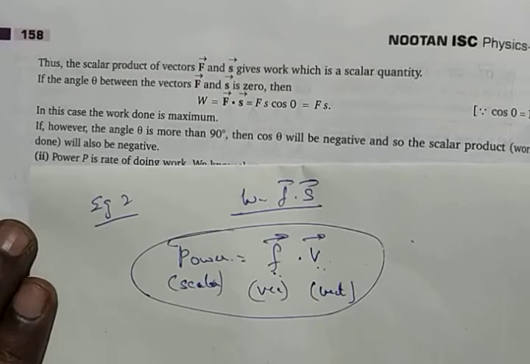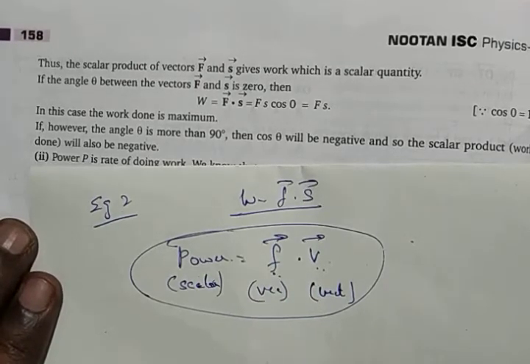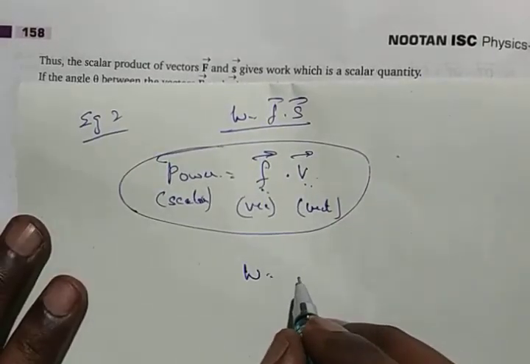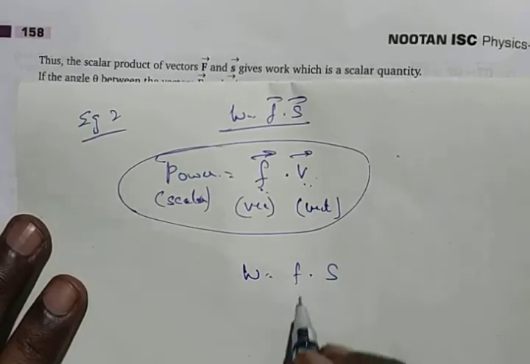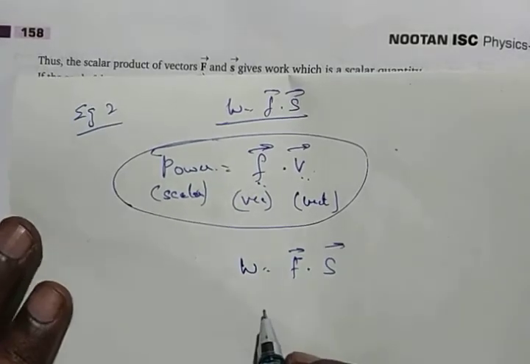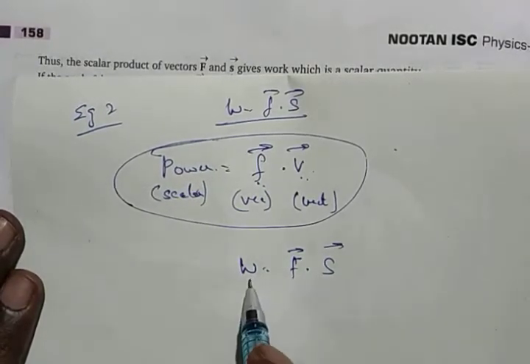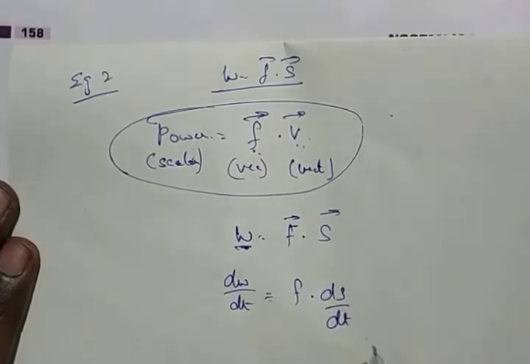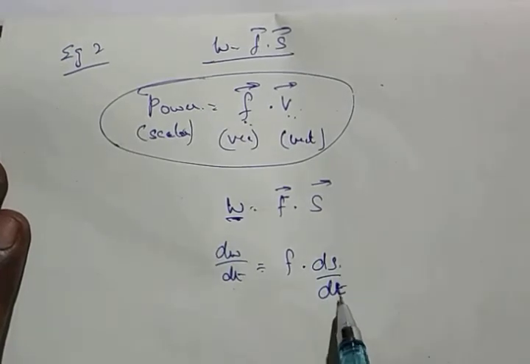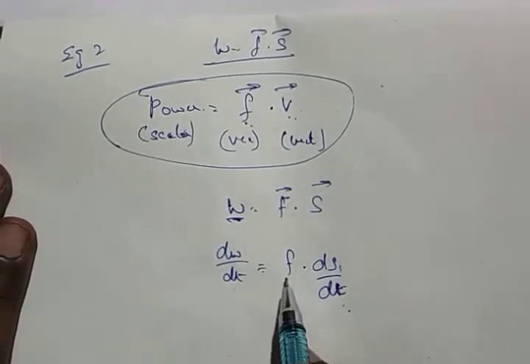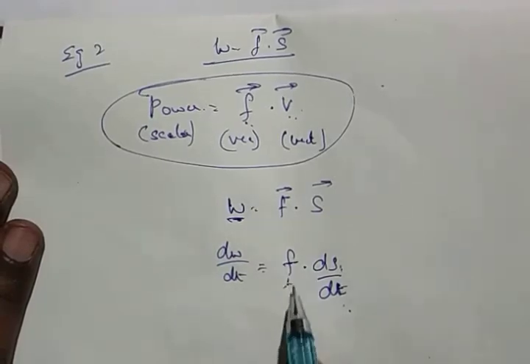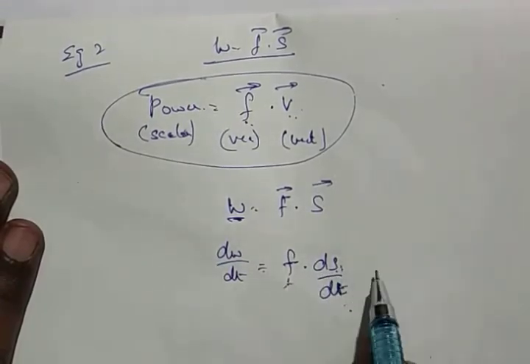Now, how did we come to this one? You can take W itself. W is equal to force into displacement. Now, rate of doing work is power. Differentiate this particular quantity: dW upon dt, rate of doing work. So, force into ds by dt. So the displacement also goes over a period of time. Force doesn't change. Force is constant all the time. So since it's a constant, we are not putting dF upon dt. We are not putting because it is constant throughout. But displacement changes. It is not constant. It keeps on varying with respect to time.